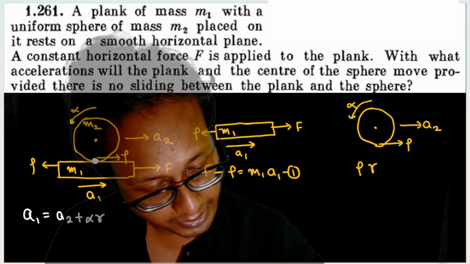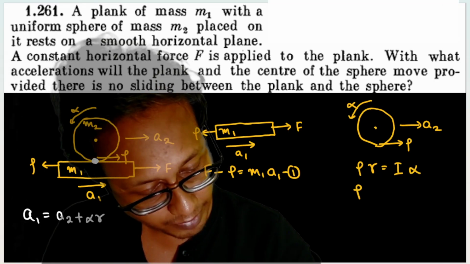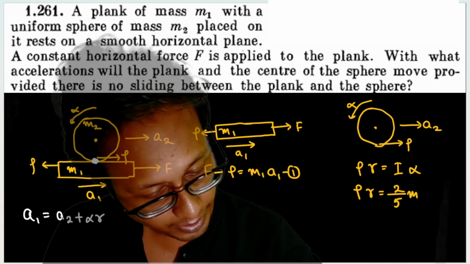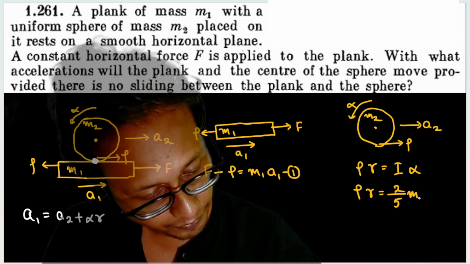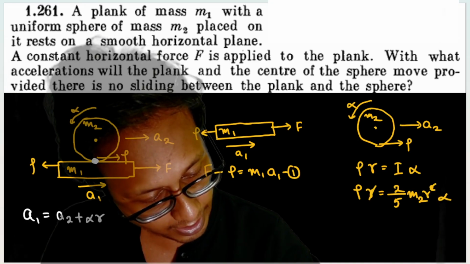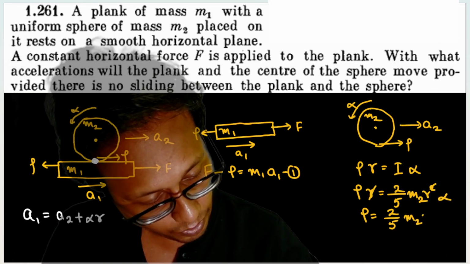Torque into radius is equal to I alpha. The value of I for a solid sphere is nothing but 2 by 5 m2 r square, where m2 is the mass, and alpha. R and R would get cancelled. So friction force is equal to 2 by 5 into m2 r alpha.